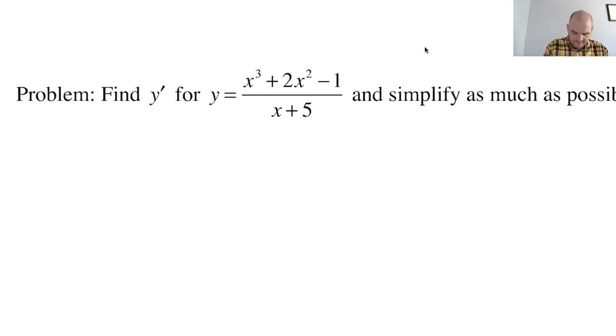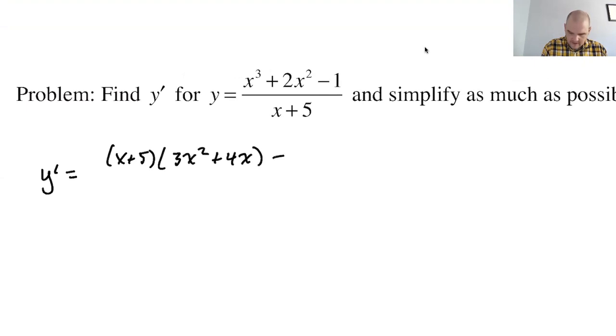So y prime, because that's what it asked for. I probably would have said dy dx if the problem hadn't said find y prime, but whatever. It's going to be, we have the bottom, the derivative of the top, minus the top. This has to simplify as much as possible, but I don't know how much it's going to be possible. Over the derivative of the bottom, no, over what? Bottom derivative of the top minus top derivative of the bottom, all over the bottom squared.